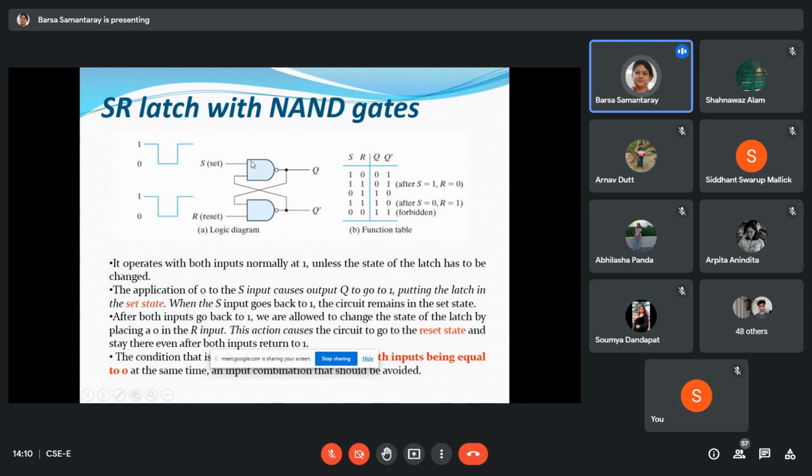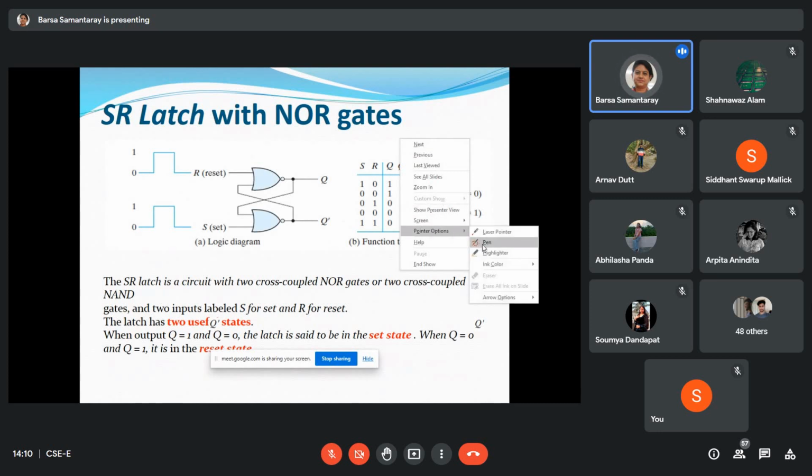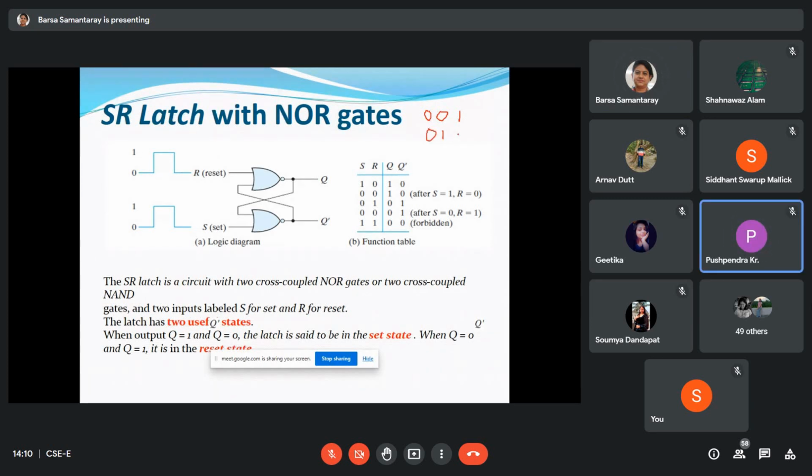In the SR latch case, we have discussed this truth table, and here it says that we can build it either with the NOR gate or with the NAND gate. So what is the NOR truth table? When both inputs are 0, 0, NOR output is? 1. Yes, ma'am, 1.